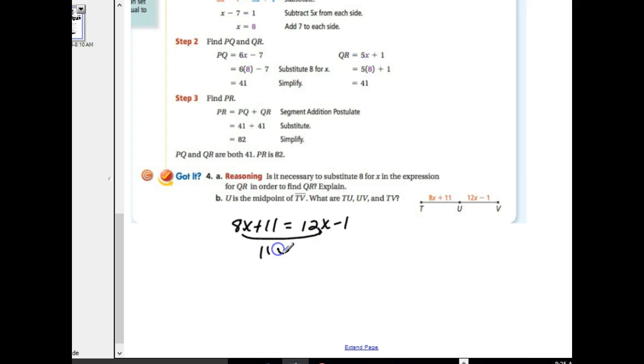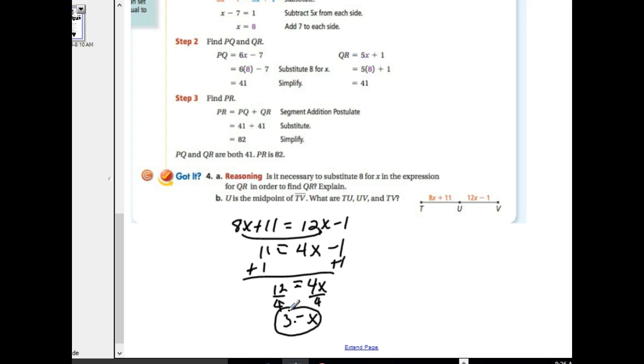So I'm going to pull my 8x over to this side. That's going to leave me with 11 equals 4x minus 1, because if I subtract that 8x over, I'm going to get 4x minus 1. Now I'm going to add the 1 over to this side, which is going to leave me with 4x equals 12. Now remember, you can have x on either side. It doesn't really matter. Divide both sides by 4, and x is going to be equal to 3. Okay.